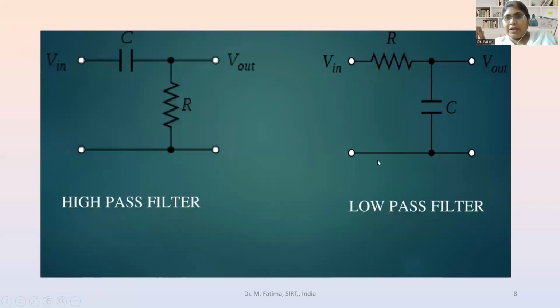So this is the basic circuit of the low pass filter, where a resistance and a capacitor are connected. The capacitor is connected in shunt. In the high pass filter, the CR network is used, where the capacitor is connected in series.